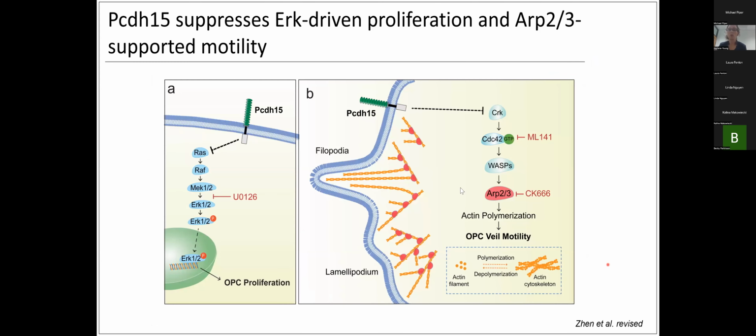So overall, we conclude that protocadherin 15 is a negative regulator of distinct signaling pathways, one of which is the MAP kinase Erk signaling pathway, by which it modulates OPC proliferation, suppressing OPC proliferation. And in the processes, protocadherin 15 also is a negative regulator of this CDC42 ARP2/3 signaling pathway, so that it reduces actin polymerization and allows this really rapid veiling and motility, as well as contact-mediated repulsion.